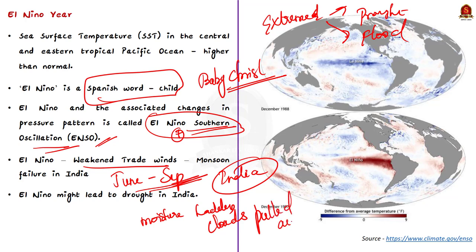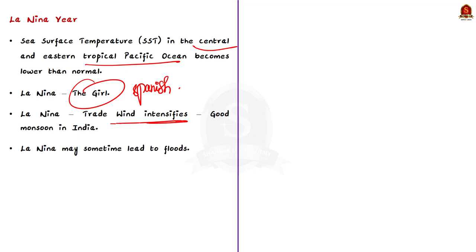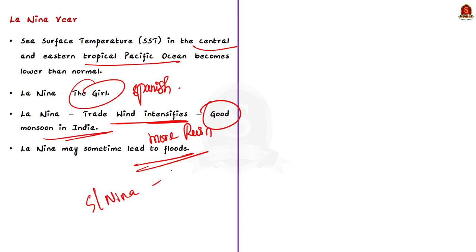And then there is the La Nina event. See, La Nina in Spanish means the girl. In a La Nina event, the sea surface temperature in the central and eastern tropical Pacific Ocean becomes lower than normal. This results in the intensifying of trade winds that bring monsoon to India. So whenever it is La Nina, India experiences more rainfall and the associated floods in some places. So El Nino means drought in India, La Nina means rainfall in India.